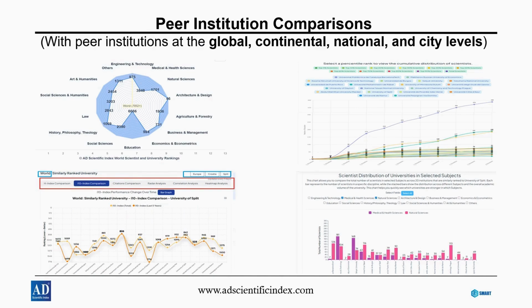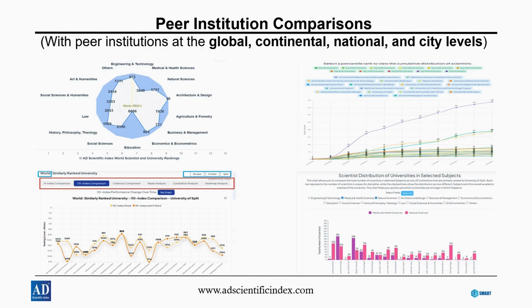The system also provides side-by-side comparisons of key indicators, such as I-10 index performance over time, allowing universities to benchmark themselves against similarly ranked institutions worldwide. These comprehensive visual comparisons help institutions understand strengths, identify gaps, and track their standing across different levels of analysis.